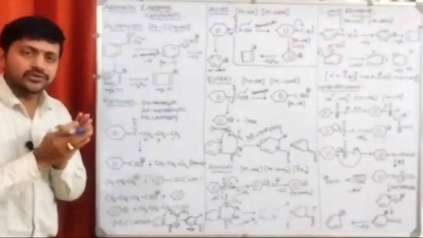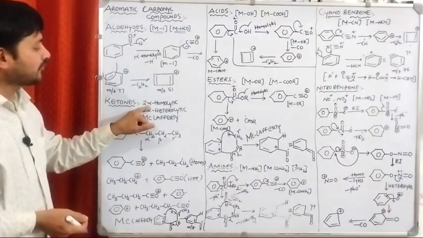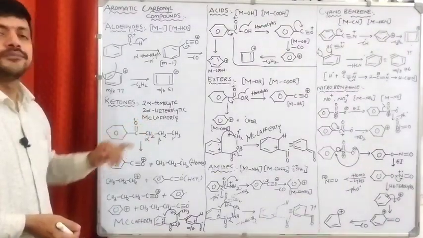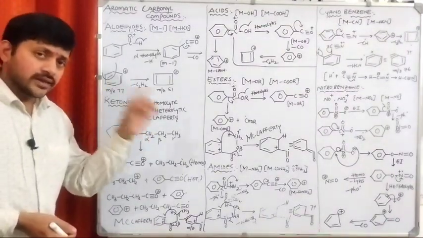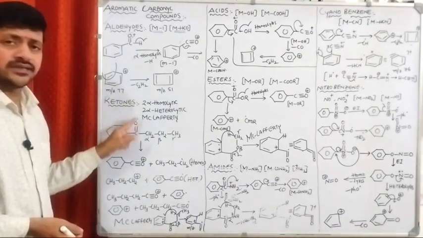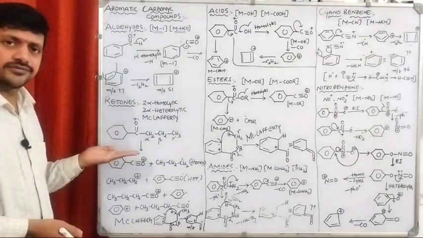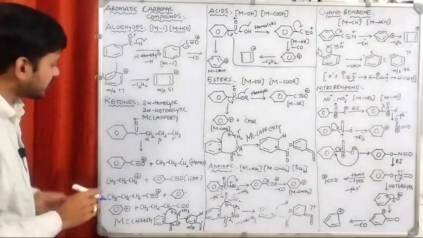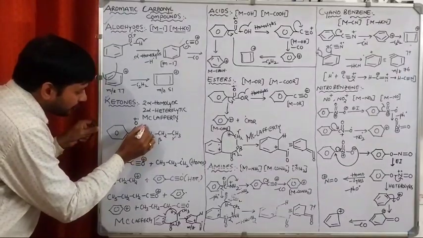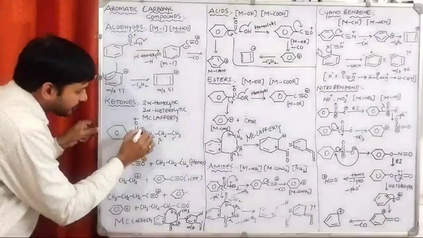The next one, aromatic ketones. In case of ketones, what are we observing? Two alpha homolytic cleavages, two alpha heterolytic cleavages and McLafferty. In case of aliphatic ketones also, we have observed the similar thing or not? So here also a similar kind of situation. See this one, the first one is what? Homolytic cleavage of this alpha bond.